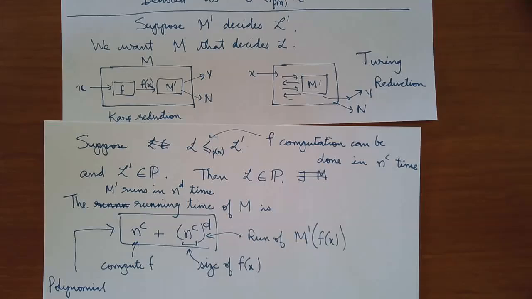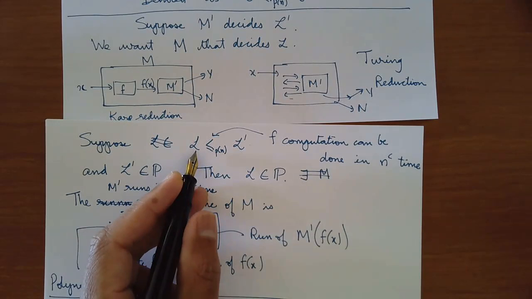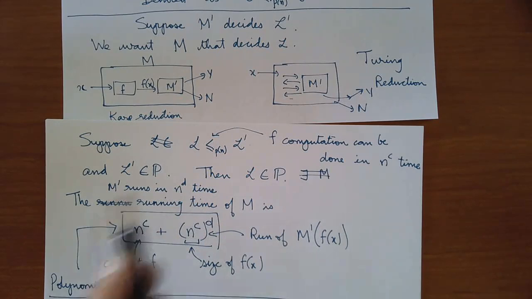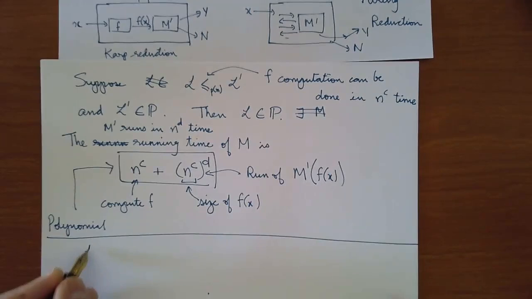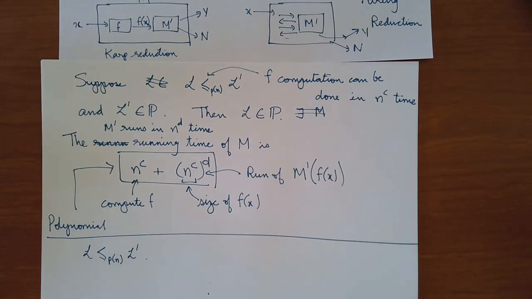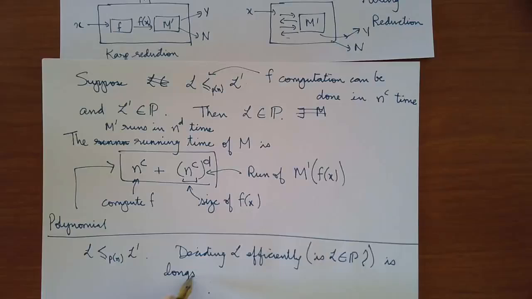Now let's look at the opposite perspective. We said if L reduces to L prime, the term reduction can actually be a little confusing, and if L prime is in P, then L is in P. Now suppose L reduces to L prime, and the following situation holds. Deciding L efficiently, which is the question of whether L is in P, is a long-standing open problem.